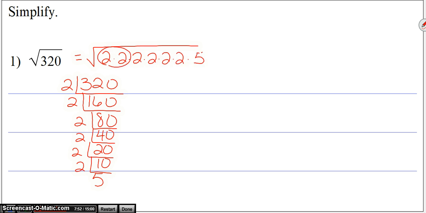I can circle sets of 2's. So 3 of the 2's get to go out and 5 stays in. Those 3 2's multiplied back together make an 8.